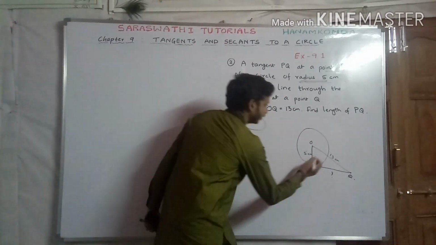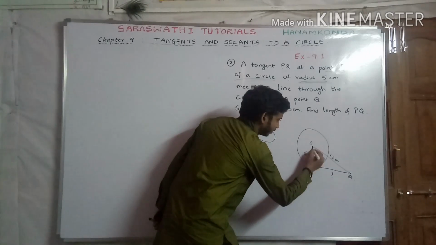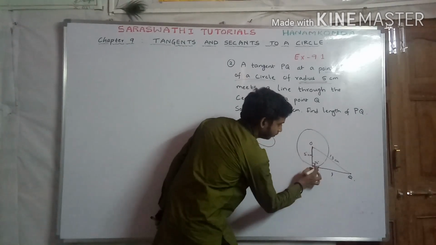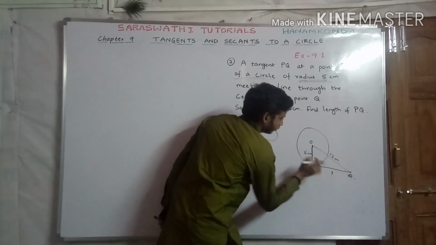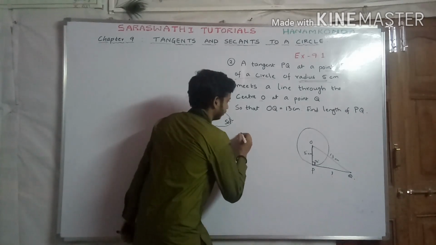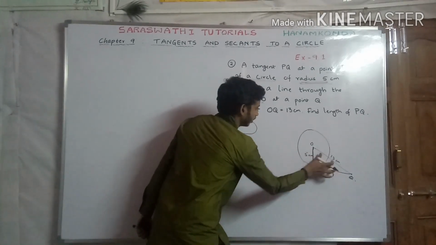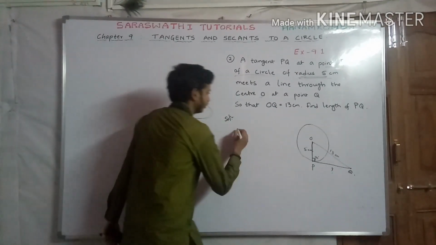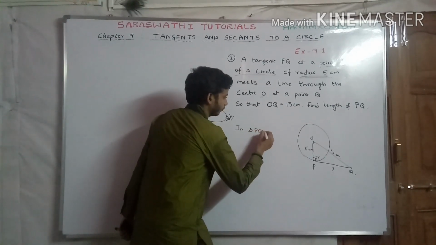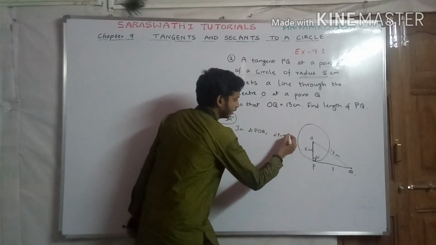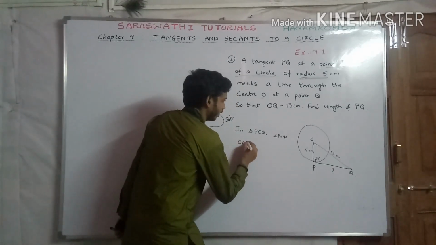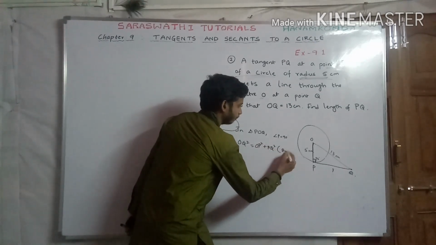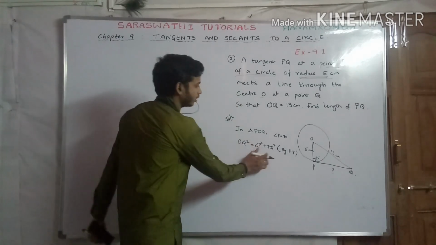We know that the radius drawn through the point of contact is perpendicular to the tangent. That means here angle OPQ equals 90 degrees. So this is a right angle triangle. If we apply the Pythagoras theorem, OQ square equals OP square plus PQ square. In triangle POQ, angle P equals 90 degrees, so OQ square equals OP square plus PQ square by the Pythagoras theorem. Hypotenuse square equals the sum of squares of the other two sides.